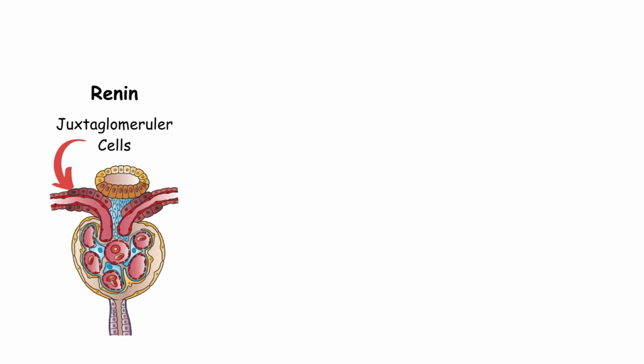It is located within juxtaglomerular cells, the JG cells. These JG cells are nothing more than smooth muscle cells, which are located in the afferent arterioles of the kidneys. When there is a reduced renal blood pressure within the afferent arterioles of the kidneys, it increases renin secretion.